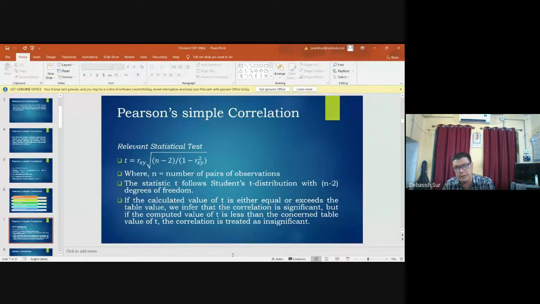and interpretation is made by applying this principle. The principle is that if the computed value of t is greater than or equal to the table value of t, then the correlation is statistically significant. Whereas if the computed value of t is lower than the table value of t, then the correlation is statistically insignificant.